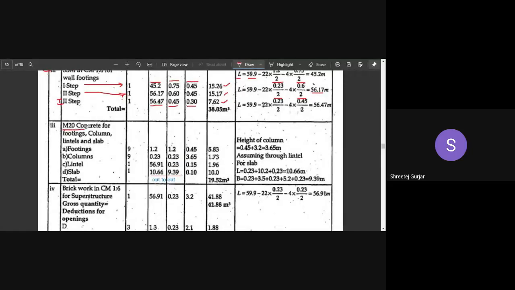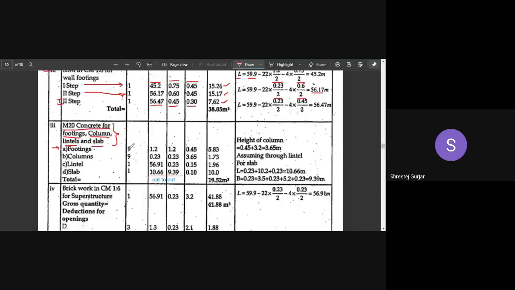Now for the column, M20. You can see here, this is M20 concrete for footing, column, lintel, and slab. All of these are made up of M20 concrete, hence we have considered them under one section. Starting from the lowest part, that is the footing.